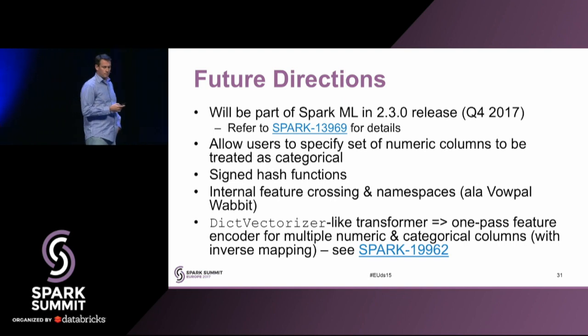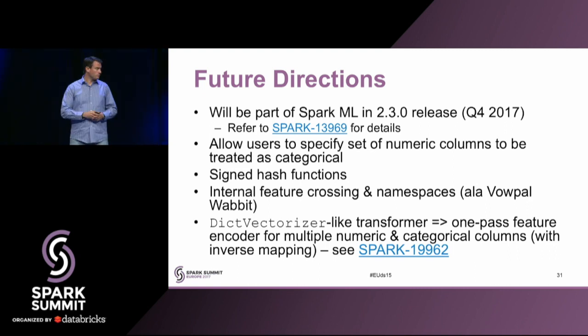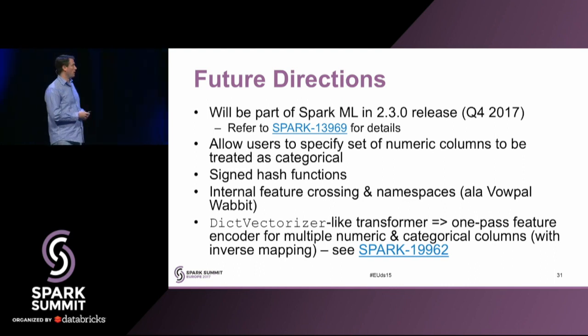So it's complete in the sense that it works, but there are some improvements that can be made. As I mentioned, signed hash functions are one of them. We can try to reduce the impact of hash collisions using signed hash functions. Currently, numerical columns are always treated as numerical, and there's no way to treat them as categorical. One has to cast those to strings in order for them to be treated as categorical, which is a bit of a pain at the moment. So a fairly simple fix will be to allow the user to specify the set of numerical columns that will be treated as categorical.